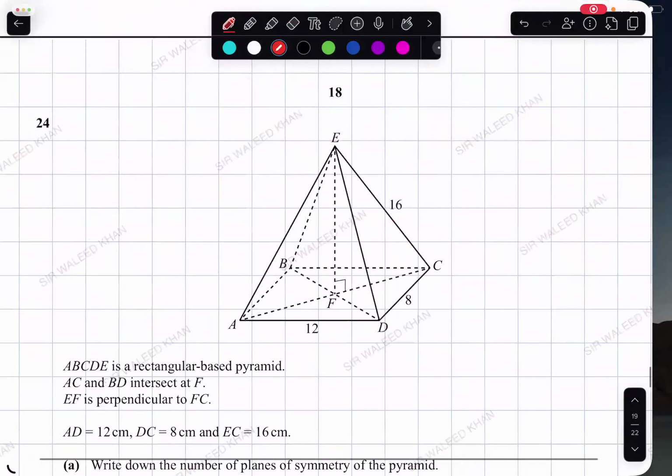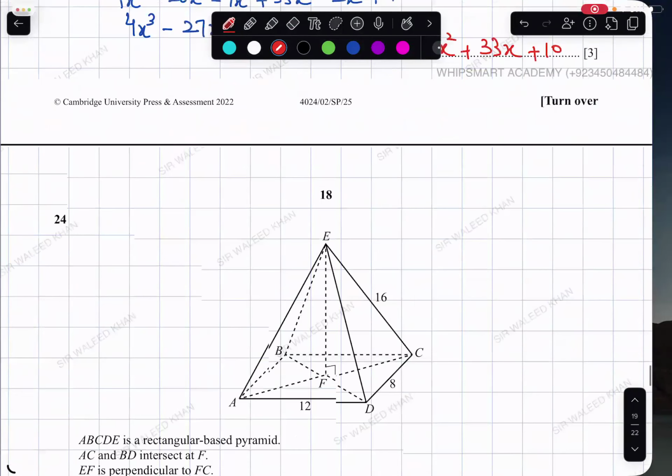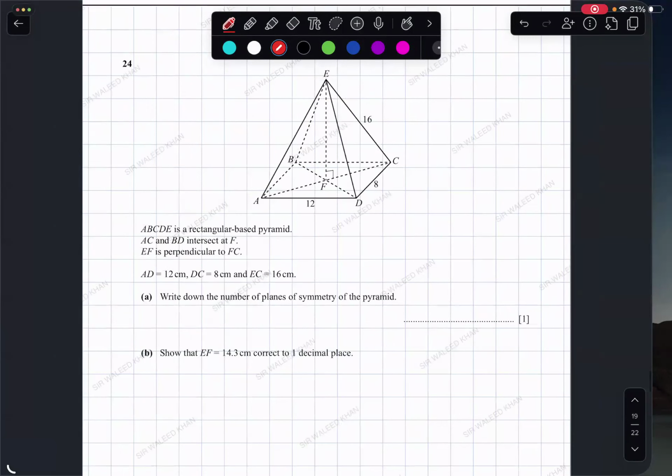Next, question number 24, and I guess that's the last one. No, there is one more after that. So question number 24, that should be, write down the number of planes of symmetry of the pyramid. Planes of symmetry, just like we have line of symmetry, a plane of symmetry is a 2D shape which splits the 3D shape equally into equal halves.